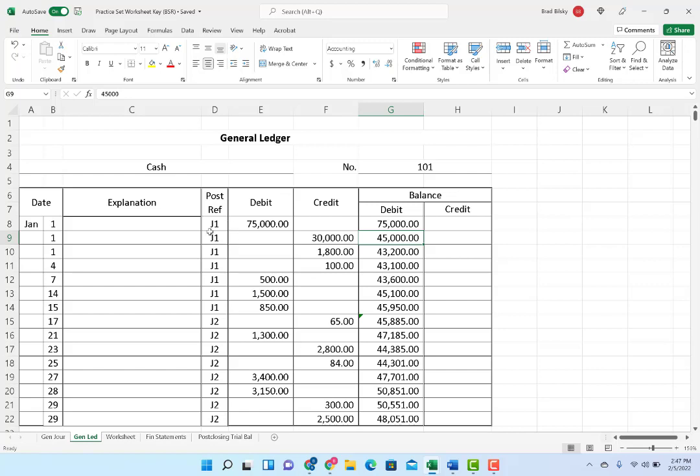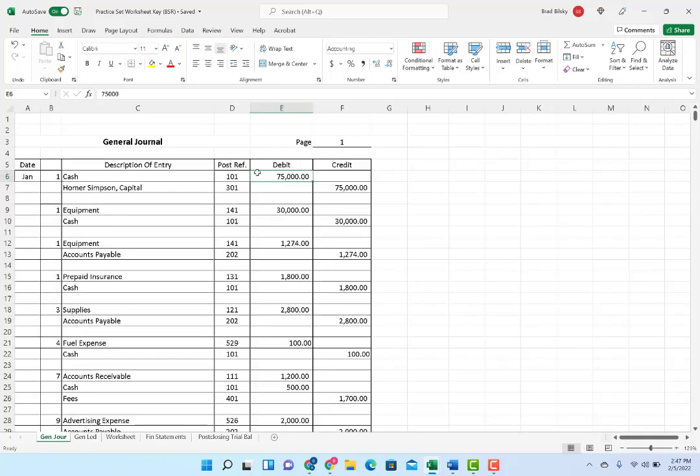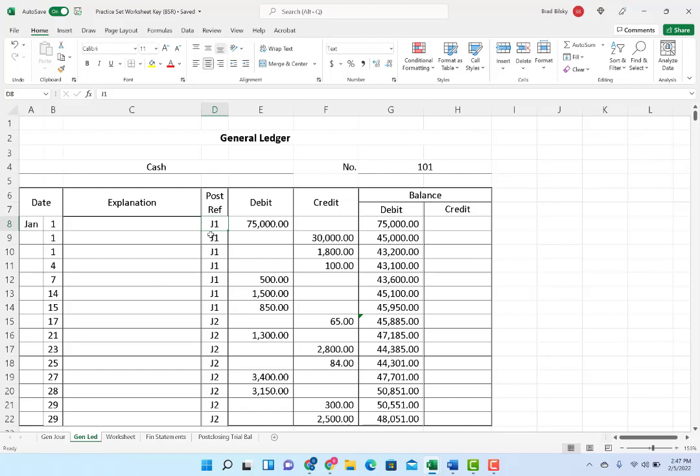Now notice these post-reference columns we use here. We got this information about this transaction from the first page of the journal. So notice here, page 1 is where we made this entry. So when I actually post this information into the ledger, I just put the J1. Notice some of the later transactions down here, or J2, they came from the second page of the journal.